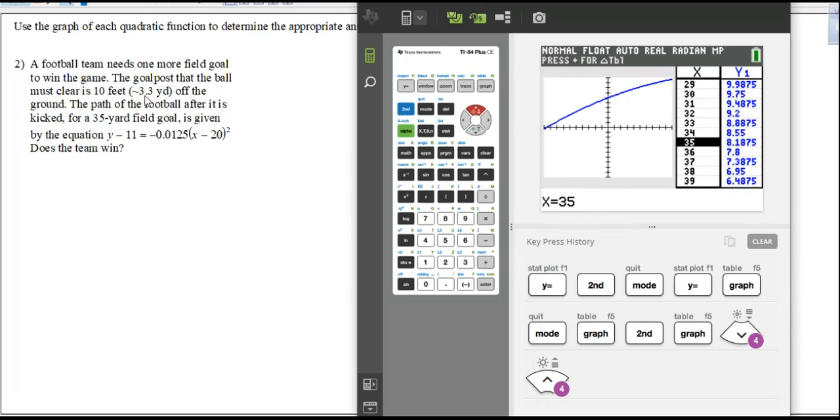Is that high enough to clear the field goal? It is. So, does the team win? Yes, they do.